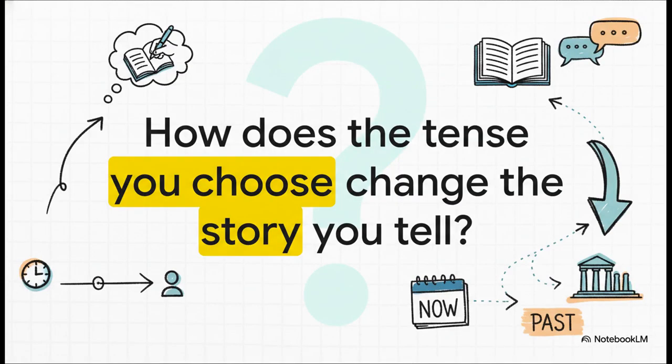So I'll leave you with this final thought. The next time you're writing something, or even just talking, pause for a second and ask yourself, what am I trying to do here? Am I building a bridge to the present moment? Or am I trying to put two past events in order? Because now you know that one little word you pick, it has the power to change your entire story.